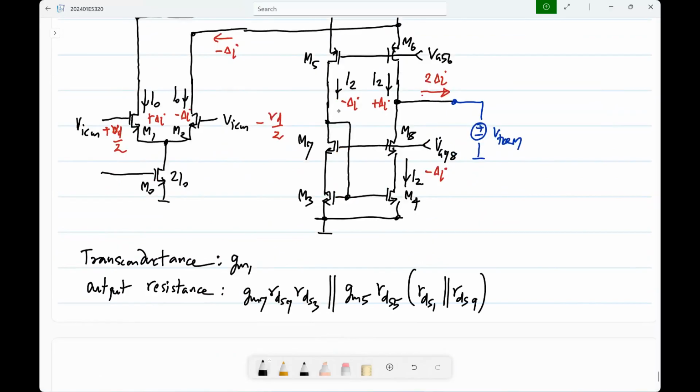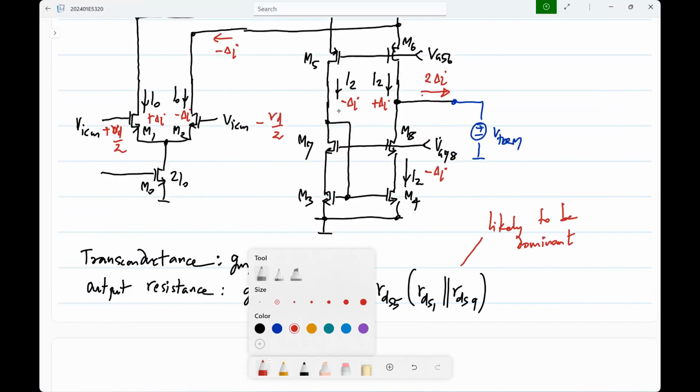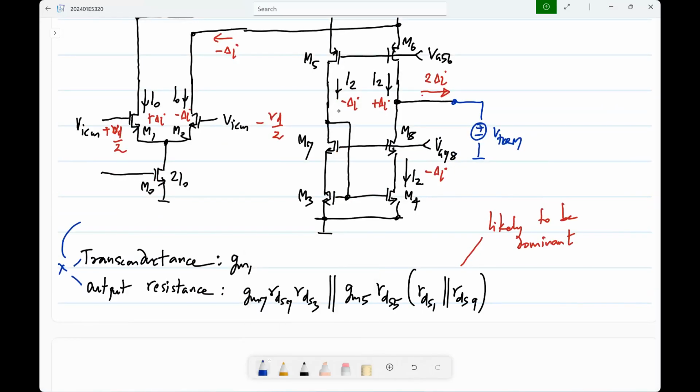And this is likely to be dominant. And of course, the DC gain is a product of the two. If you multiply these two, you will get the DC gain. And just by looking at the expressions, you can expect the DC gain to be higher than the simple single stage op-amp, but lower than the telescopic cascode op-amp.